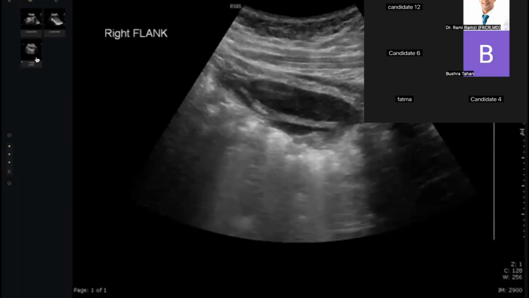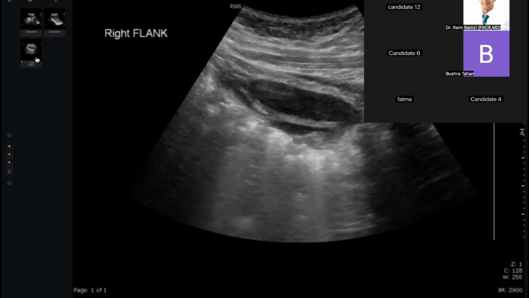Okay, so this is an ultrasound image of the right flank. I can see a relatively homogeneous ovoid shaped area in the center of the image with echogenic bowel wall seen adjacent, with acoustic enhancement posteriorly, and superiorly there is a tiny bit of thickening of the wall of this lesion.